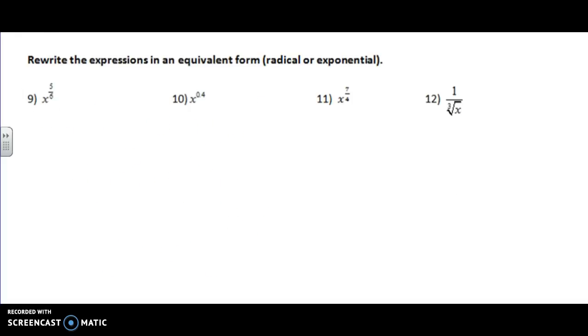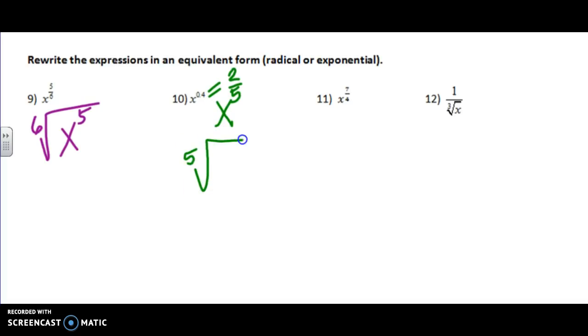All right, so basically we've got to do a lot of practicing. First thing we're going to do is just rewrite these. So we know the denominator is, sorry, the denominator is your index, and your exponent is the numerator. So we have x to the 5th, and then we're going to 6th root that. Now remember on this one, 0.4 is 2/5, so you have to know that first. So this is really x to the 2/5 power, and you can rewrite that as the 5th root of x squared. Likewise, this one would be the 4th root of x to the 7th.